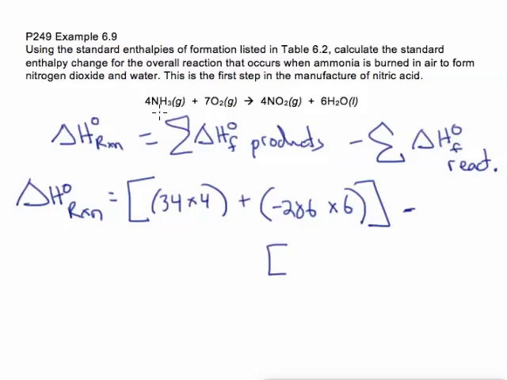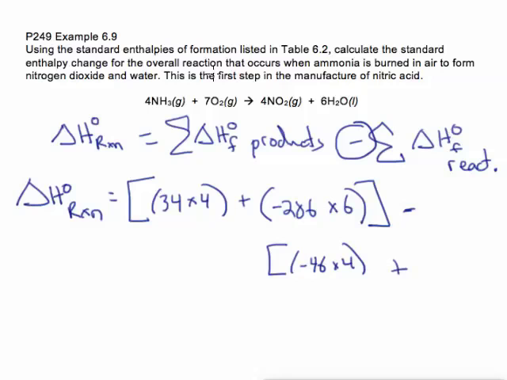Our first reactant is ammonia, and its standard enthalpy of formation is negative 46. Now you might think, we aren't actually making it, we're not forming it, we're breaking it apart in this, so you should switch the sign. But that is already accounted for already, so you just use the number out of the table. Negative 46 times 4.